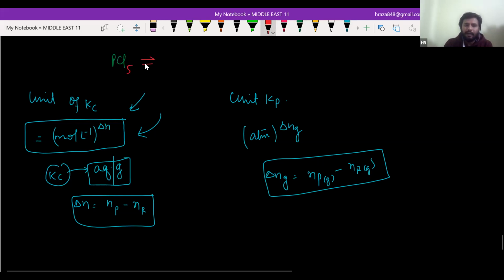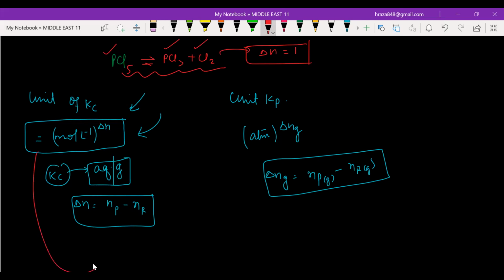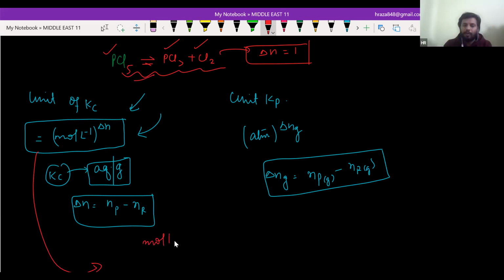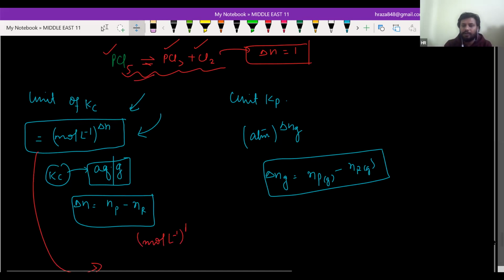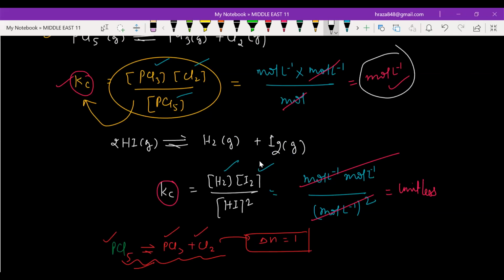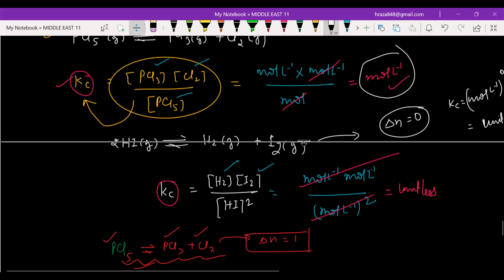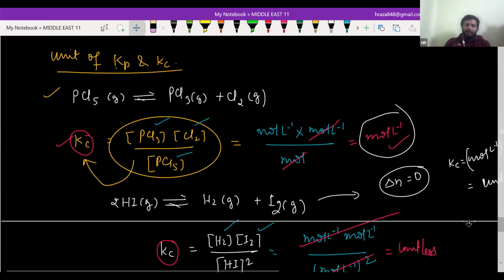We just took PCl5 gives PCl3 plus Cl2. We know it's all in gaseous state, so delta n has a value 1, because number of moles of product is 2 and number of moles of reactant is 1, right? Yes, sir. So applying this formula for this reaction, the unit is mole per liter to the power 1. Just check it in the previous question, what is the unit of this? Mole per liter, same. Yes, sir. Now I am going to check it for this reaction, where delta n has a value 0, right? So Kc has a unit mole per liter to the power 0, and it will be 1. That is a unitless number. Is that clear, Krishna, Ifra, Saif? Yes, sir. So first write this, and then we will go to that.